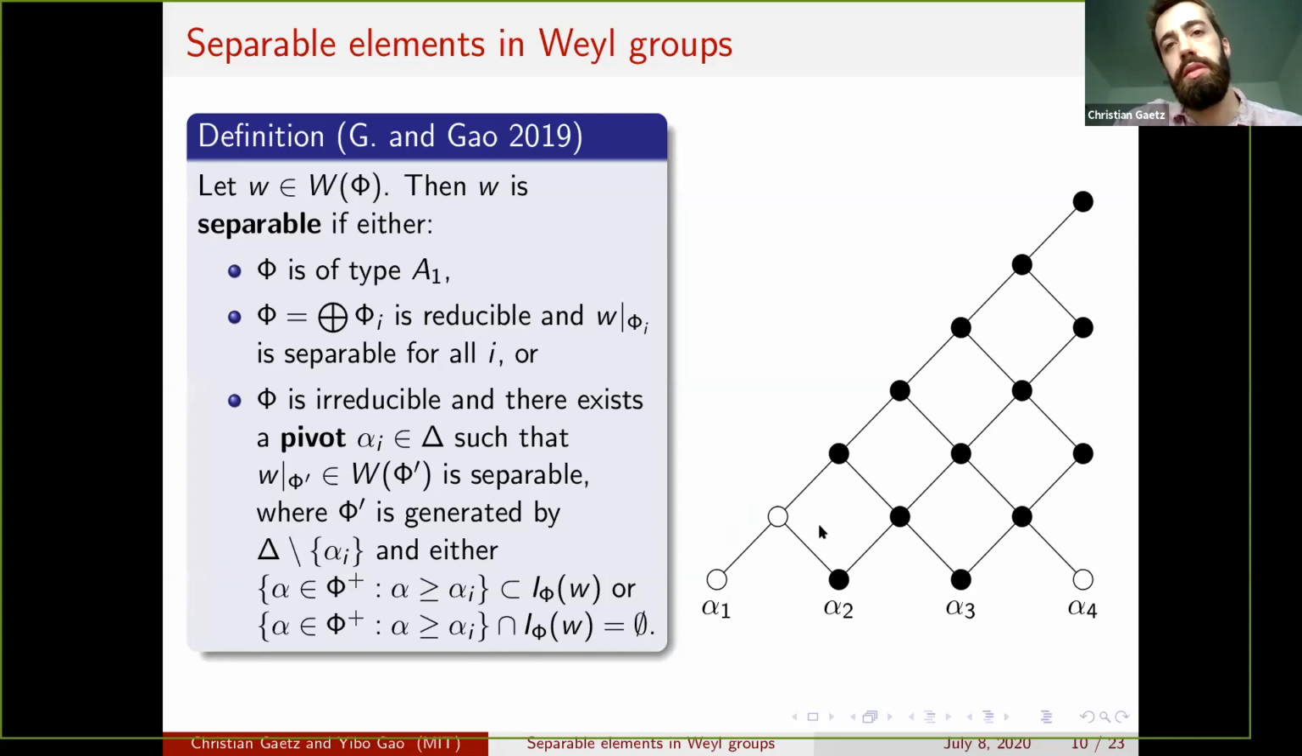That looks like this little A2 here and this A1 over here. This is A1, which is a base case, so that's fine. We now have to look at this A2. Again, there's a pivot. Now it's a white pivot. So alpha 1 is a pivot because all of the elements in this subroot system above it are the same color. So that's fine. And then we've finally reduced just to this A1 left over. So that's how we verified that this is a separable element.